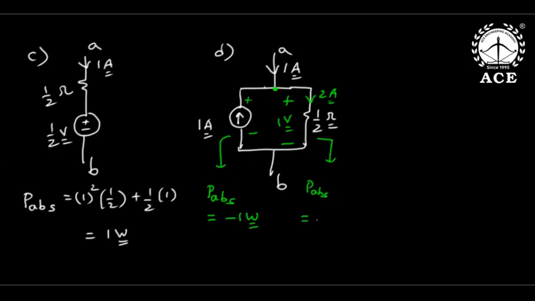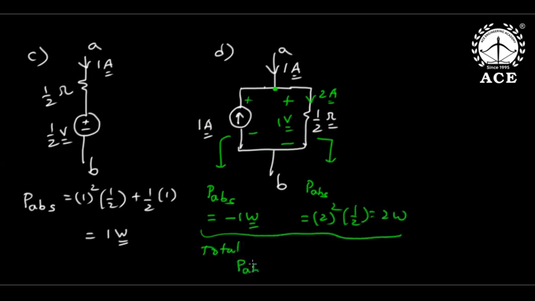It is I squared R. I squared, 2 squared, into R, which is how much? 2 watts. So the overall power absorbed: the total power absorbed is again minus 1 plus 2. That is again plus 1 watt only.